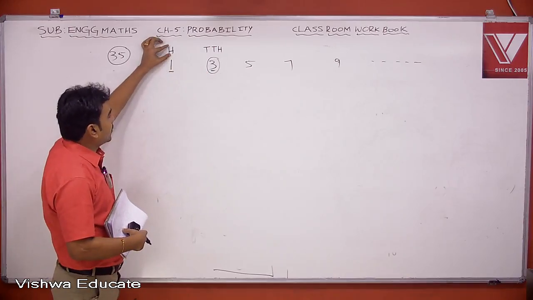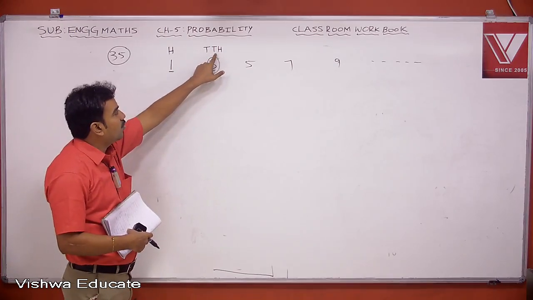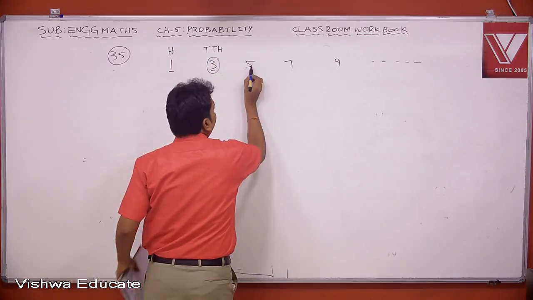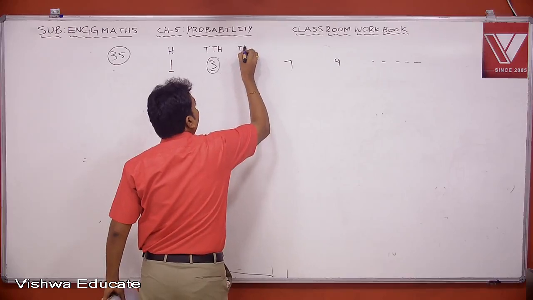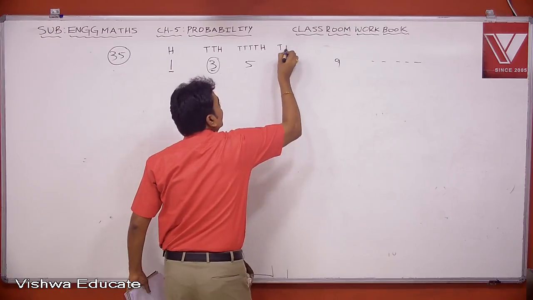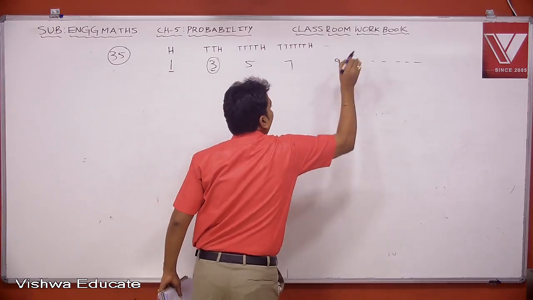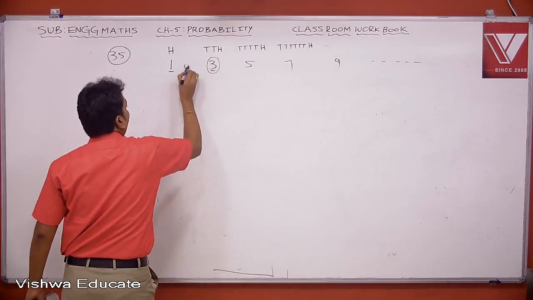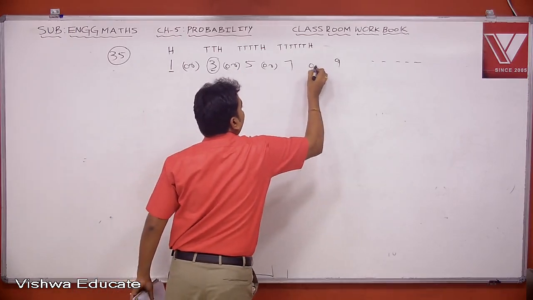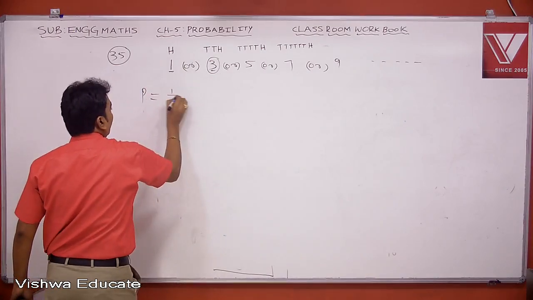So the first time I got the first head. If the third time I am getting the first head, it means in the first 2 tosses I am not getting head, that means I am getting tails. If in the fifth toss I am getting the first head, that means in the first 4 chances I am getting tails only. Again for the seventh, in the first 6 chances I am getting tails. Similarly, like this. Therefore, first time or third time or fifth time or seventh time or ninth time, like this. Therefore, the required probability is, for one time, 1 by 2.